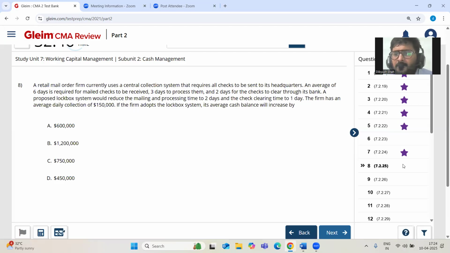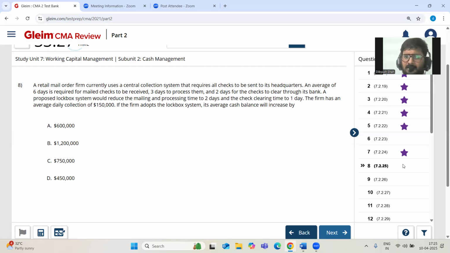A retail mail order firm currently uses a central collection system that requires all checks to be sent to its headquarters. They currently use a central collection system, meaning all the checks are directly sent to the headquarters. An average of 6 days is required for mail checks to be received, 3 days to process them and 2 days for the checks to clear through its bank. So it takes a total of 11 days.